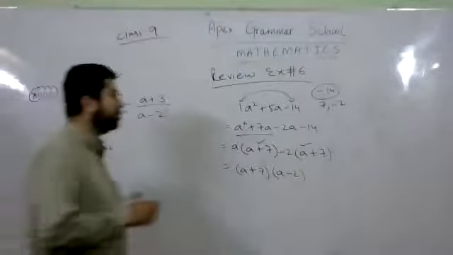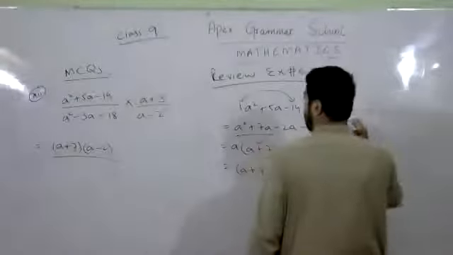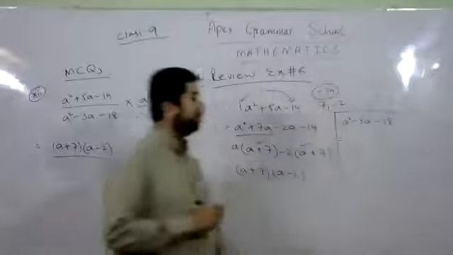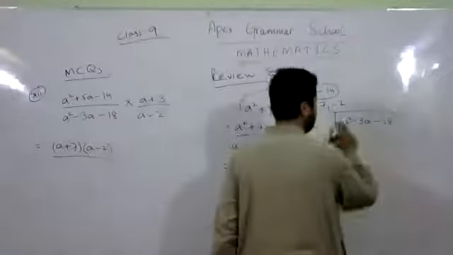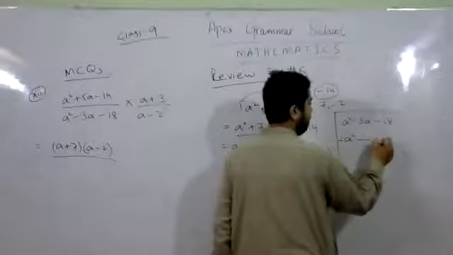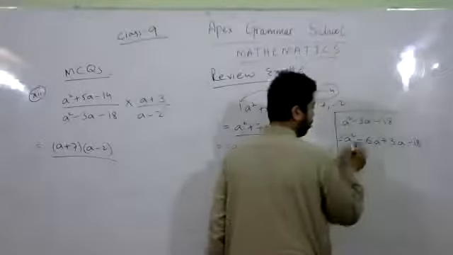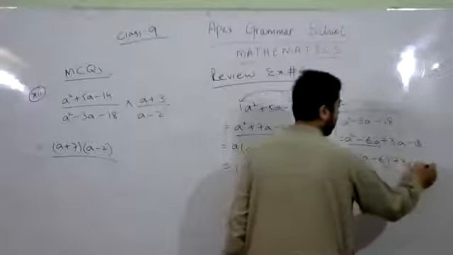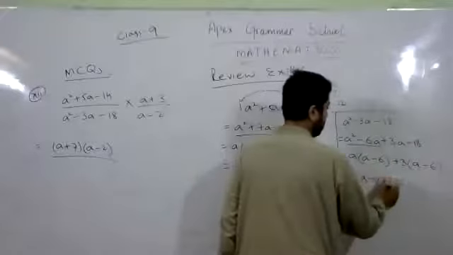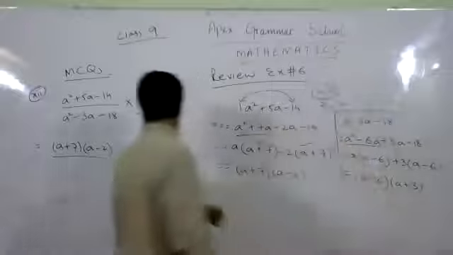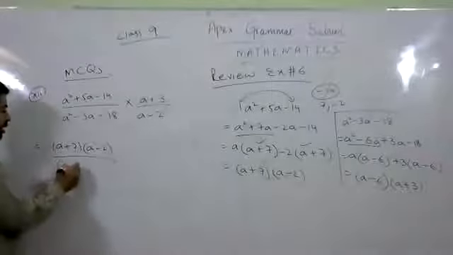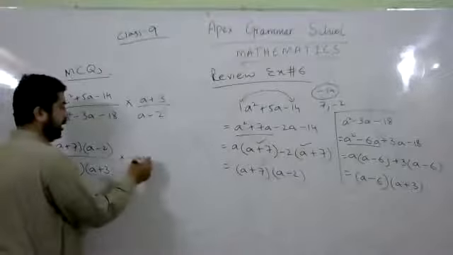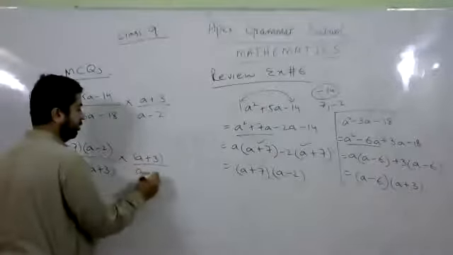For this denominator, this must be factorized also. A square minus 3A minus 18. So its middle term breaking is 1 multiplied by minus 18, A square minus 6A plus 3A minus 18. So what is common here? A is common, A minus 6, and plus 3 is common. Again A minus 6, and then A minus 6 and A plus 3. Now you need to write here A minus 6 and A plus 3, and then multiplication A plus 3 and A minus 2.